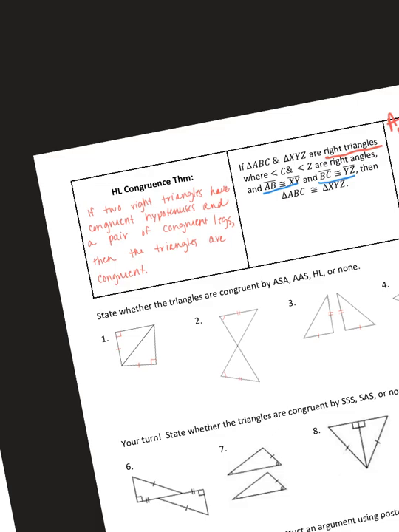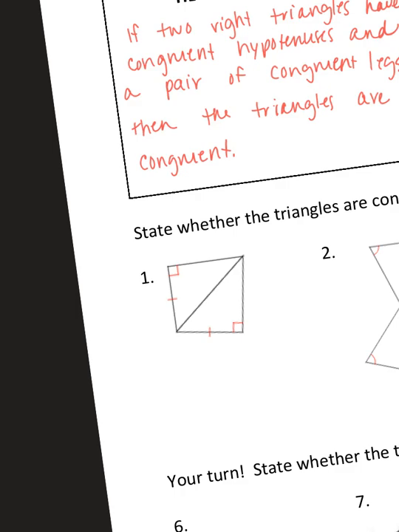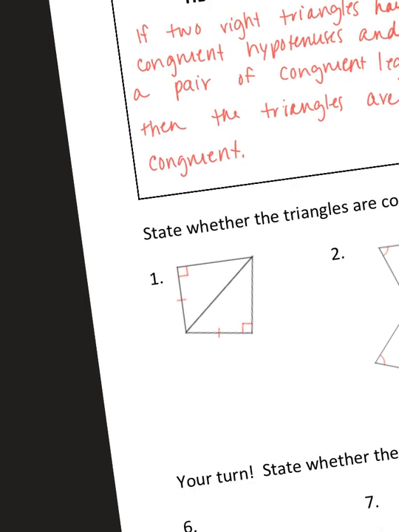So the first thing I notice in number 1 is that it has right angles. Now just because a triangle has right angles does not mean it is automatically HL. You can have right angles and it could still be angle side angle or angle angle side or even side angle side. But in this case we have a pair of congruent right angles. So they're right triangles, and then we have these 2 congruent sides, which are legs of a right triangle, and then these 2 triangles share their hypotenuse.